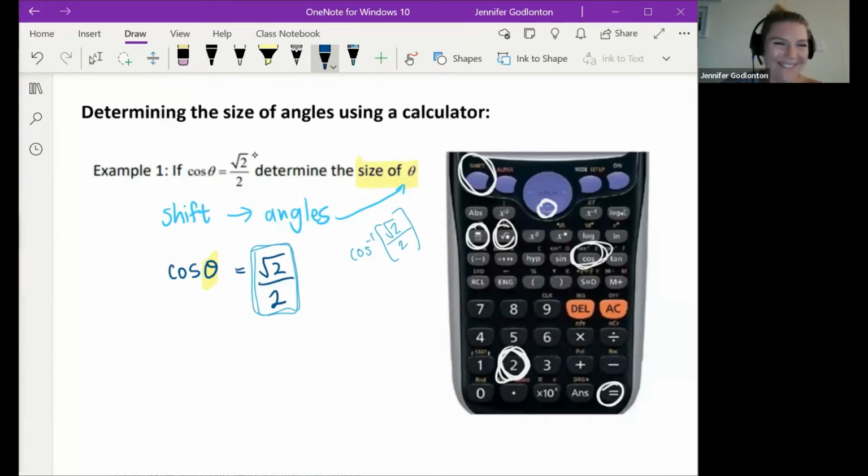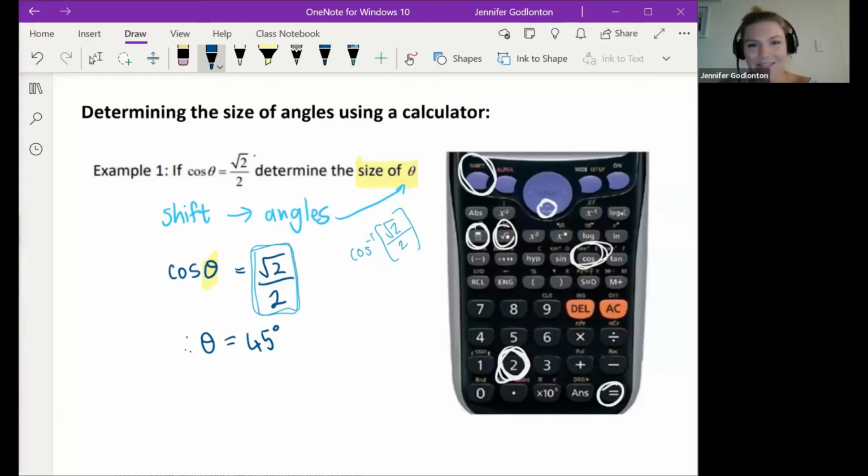Okay, so in this case, theta is 45 degrees. Don't forget your degree sign because it's an angle, which means it's degrees.